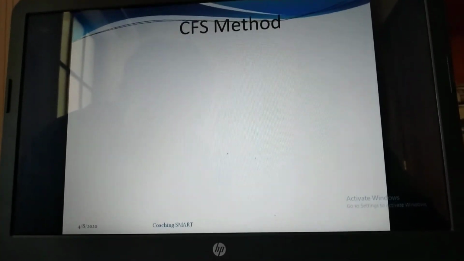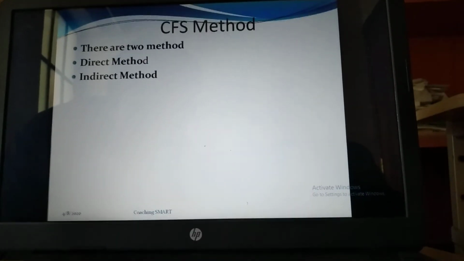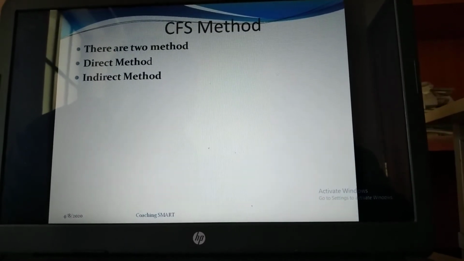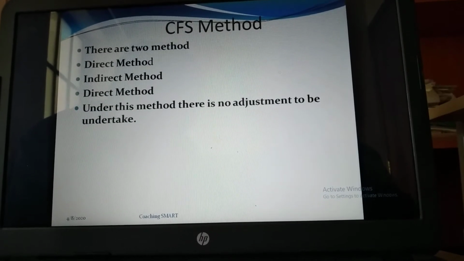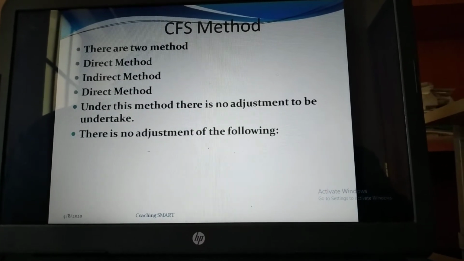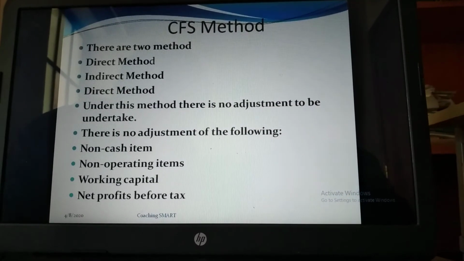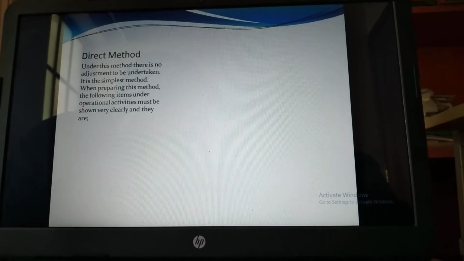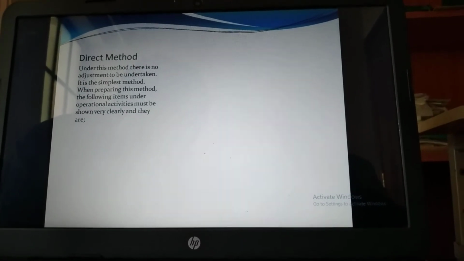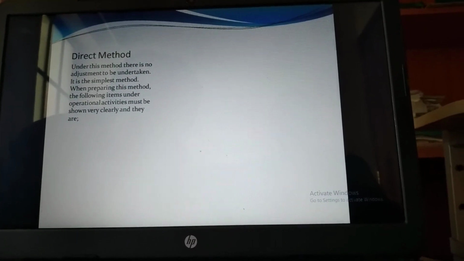Cash flow statement methods. Now, these are the methods which are usually used in the cash flow statement. One is the direct method, two is the indirect method. Now, what do you mean by the direct method? Under this method, there is no adjustment to be undertaken. It is the simple method.